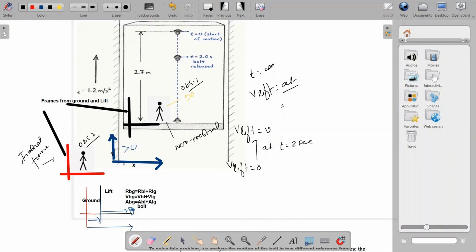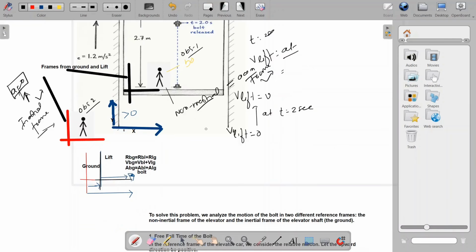To solve this problem, we need to analyze the motion of the bolt from two different reference frames. First, the reference frame of the elevator. And second, the reference frame of the elevator shaft or the ground. But before we proceed, what exactly do we mean by an inertial frame and a non-inertial frame? For simplicity, you can think of an inertial frame as a non-accelerating frame, and a non-inertial frame as an accelerating frame. Now, let's first analyze the motion of the bolt from the elevator frame.